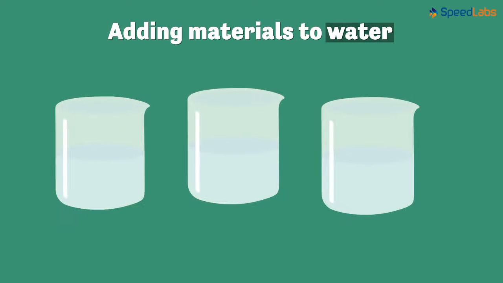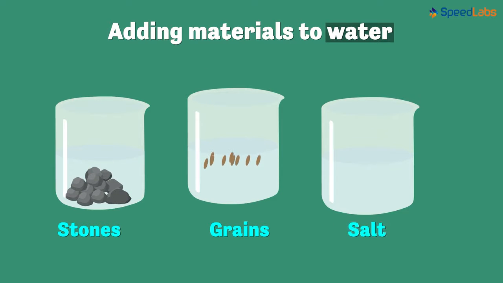If you take 3 beakers with water and add stones in one, grains in the second, and salt in the third, what will happen after some time? Needless to say, the salt will disappear within no time, and the stones and the grains will remain the same. They will not be affected.